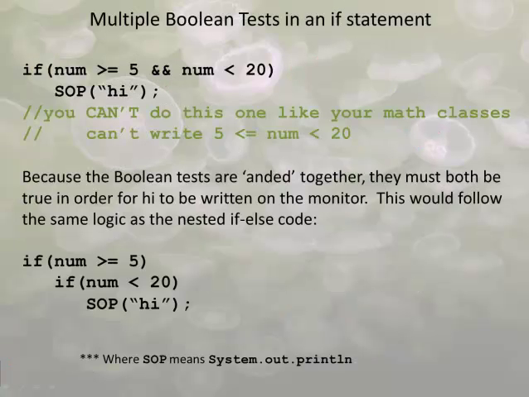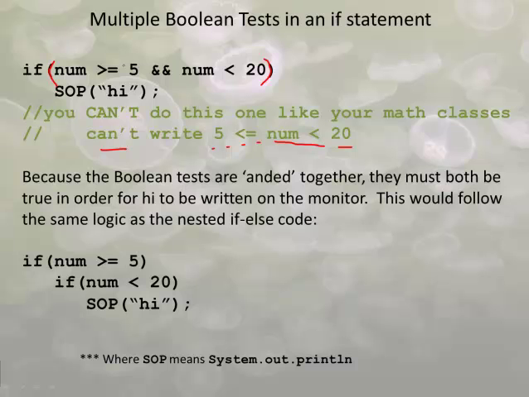You can have multiple Boolean tests inside the same if statement. But what you can't do is write it like math. Here you have to say 2 statements. These are ANDed together. Num is greater than or equal to 5. Is that true? And num is less than 20. So here is the outside of the if parentheses. Whatever this whole compound Boolean statement evaluates to depends on whether this body is implemented or not.